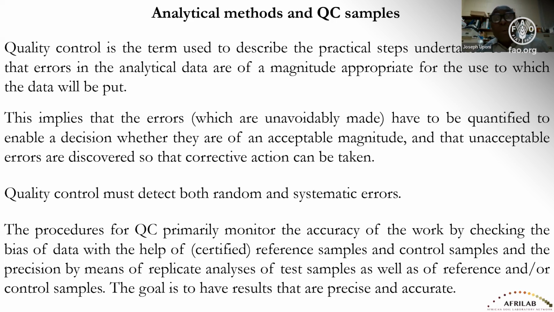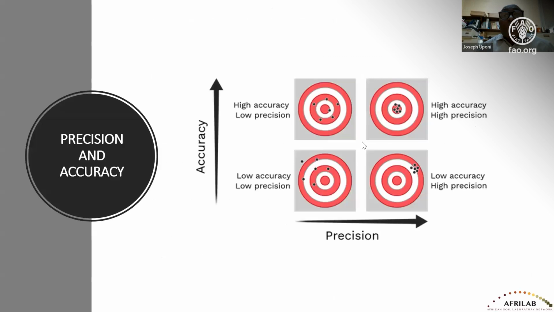The procedures for QC primarily monitor the accuracy of the work, trying to measure the bias with the help of certified reference samples and control samples, and use of replicate analysis of the test samples. Now, the goal of this is to make sure that our analysis is actually precise and accurate. We have a little pictorial representation of what we mean when we say our analysis are precise or accurate. The illustration here is like a dartboard. Every sample has its true value.